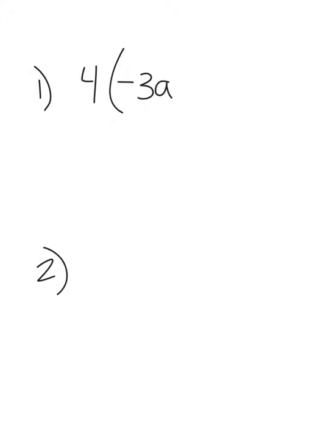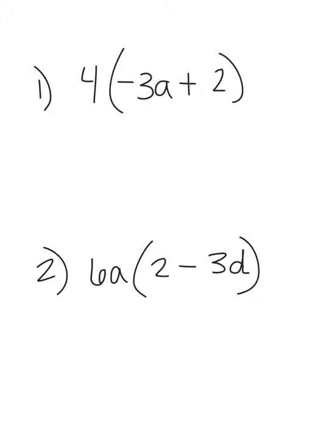Let's take a look at 2 more. So I'm going to go ahead and write these, and then you're going to try this somewhere on your note sheet, worksheet. So if you have 4 times (negative 3a plus 2), and then you have 6a times (2 minus 3d). Okay, so go ahead and try those and see what you can get, and then we'll go ahead and walk through them together.